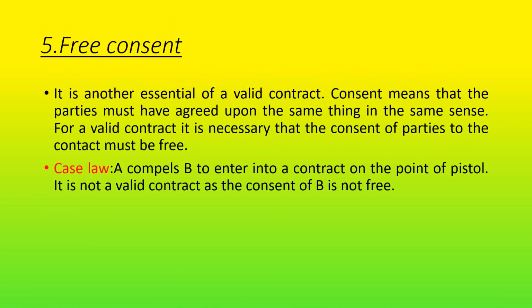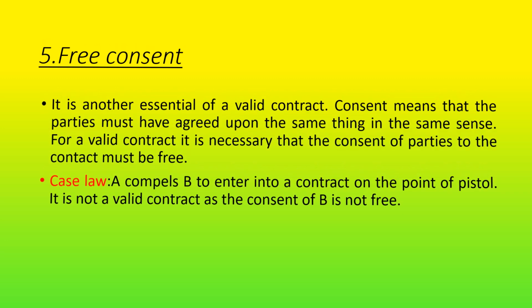Free consent. It is another essential of a valid contract. Consent means that the parties must have agreed upon the same thing in the same sense. For a valid contract, it is necessary that the consent of parties to the contract must be free. In this case law, A compels B to enter into a contract at the point of a pistol. It is not a valid contract because A forces B to enter into the contract.